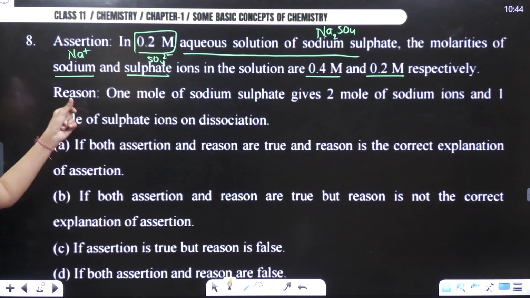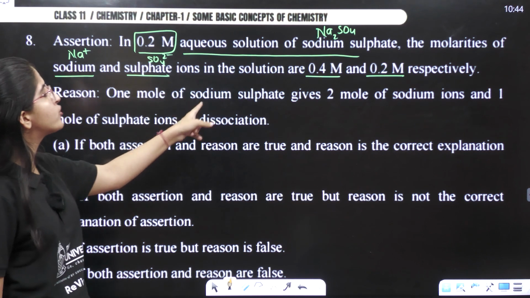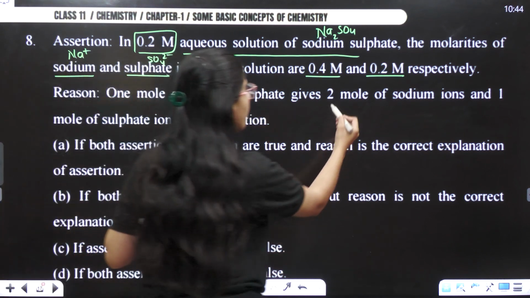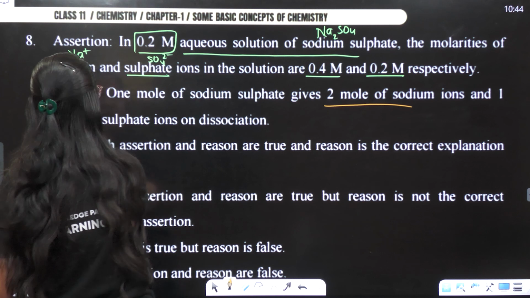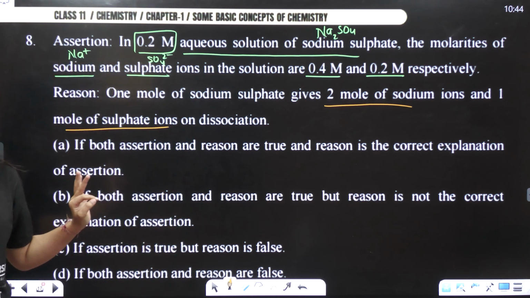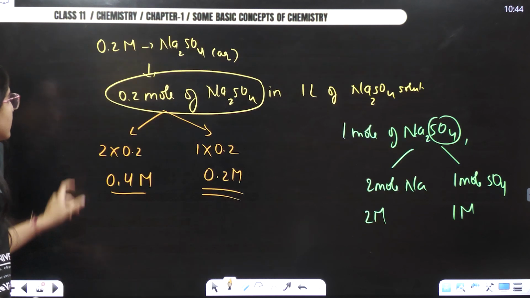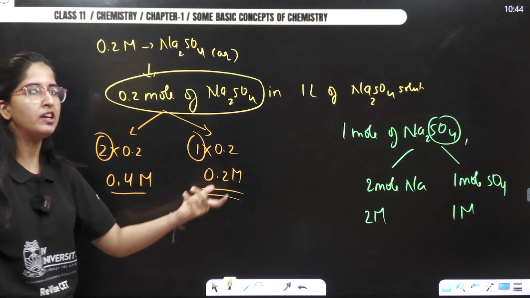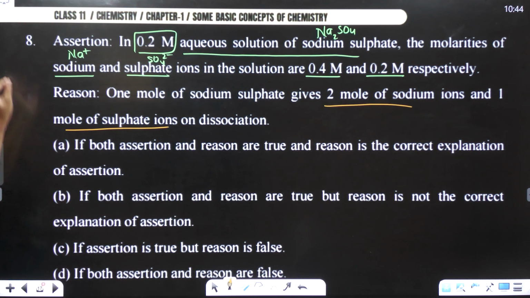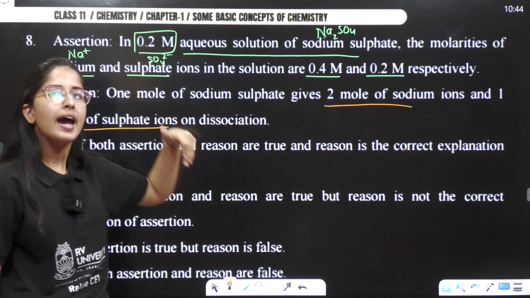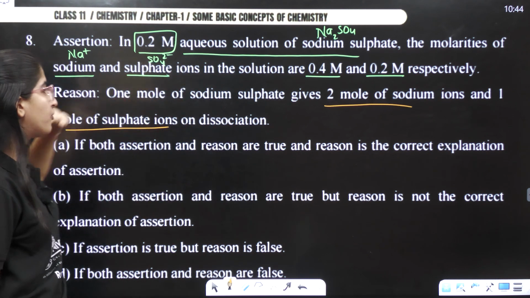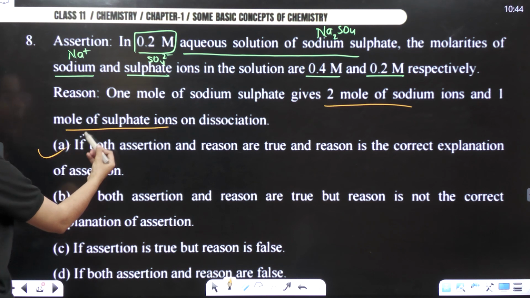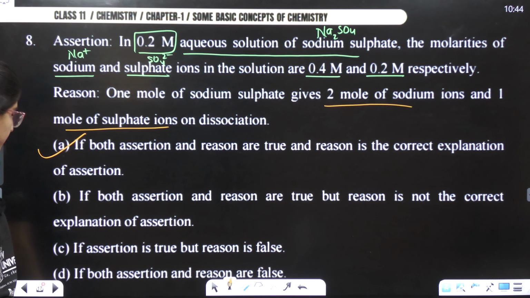So the reason they have given, 1 mole of sodium sulfate gives 2 moles of sodium ions and 1 mole of sulfate ions on dissociation. That is true, and that's why we have multiplied by 2 and 1 for sodium and sulfate respectively. So here assertion and reason both are correct, and reason is the correct explanation of assertion. Therefore option A will be the correct option.